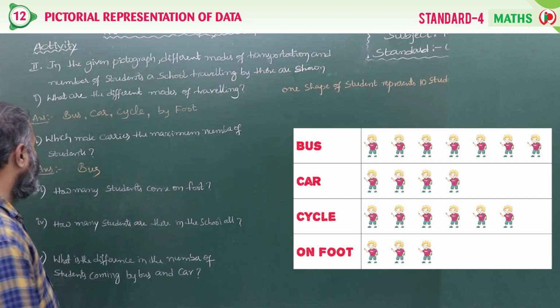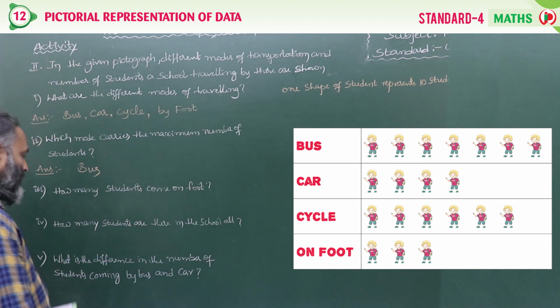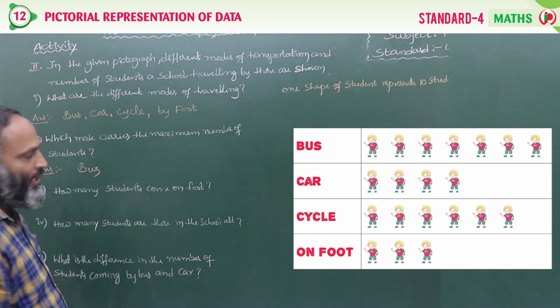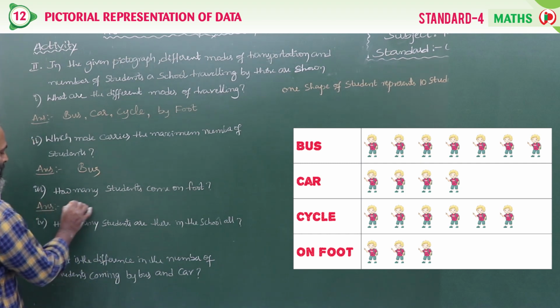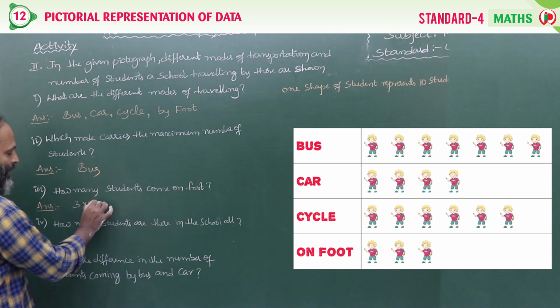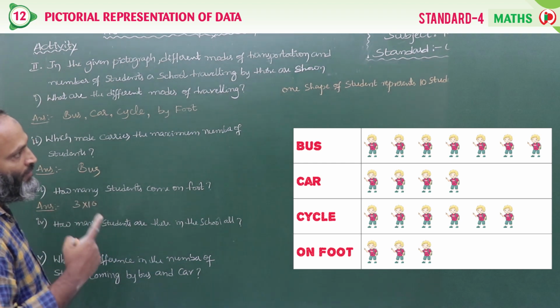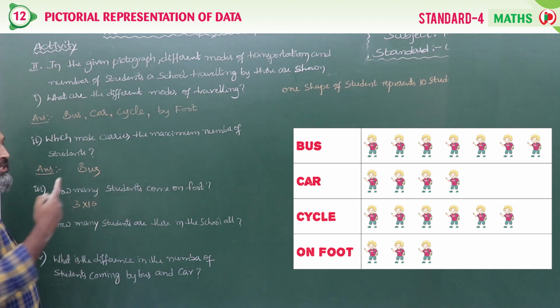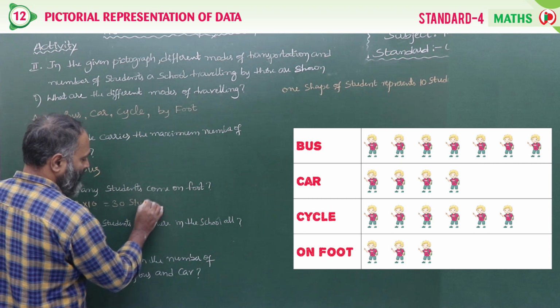Okay. How many students come on foot? See here, count 1, 2, 3. 3 students they are coming by foot. That means 3 should multiply with 10. Why? Each shape of a student represents 10. 3 shapes means 3 into 10. 3 tens are 30. 30 students.